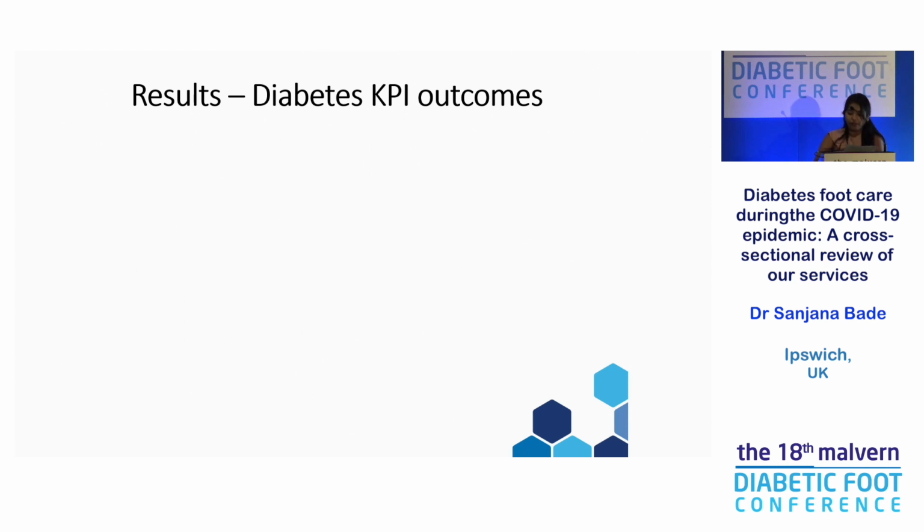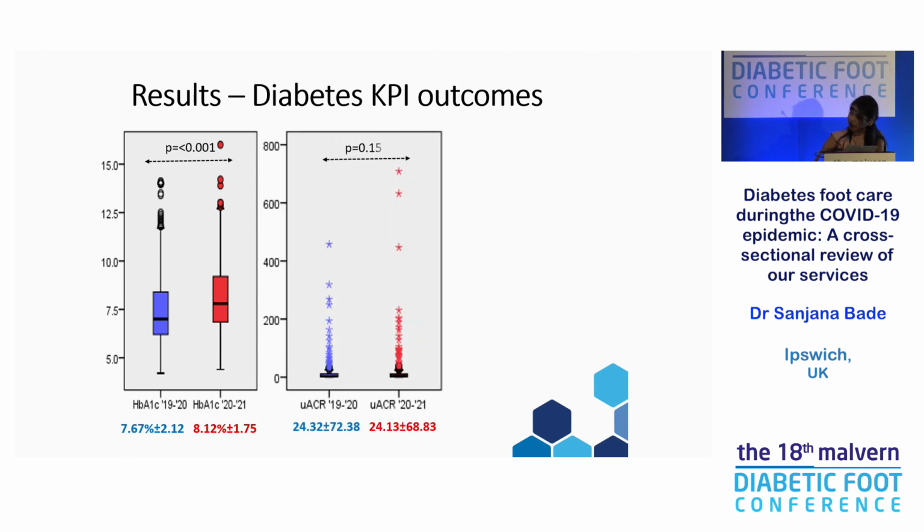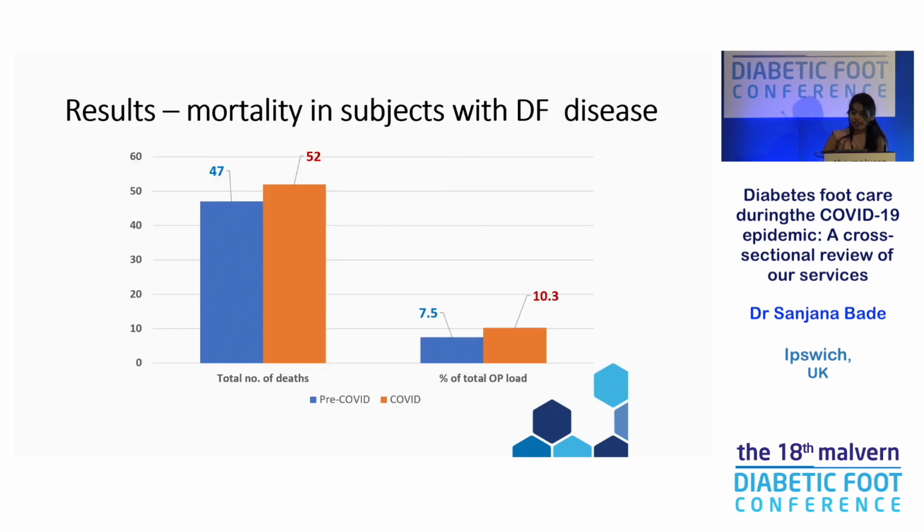We looked at 3 particular key performance indices, the first one being HbA1c. Although it went up significantly, it was still within acceptable limits. There was no change in UACR and cholesterol data. I would love to show you more, but because of the time constraints, I will limit this to these outcomes. Now, looking at mortality, this data reflects patients with coexisting diabetic foot disease, but not necessarily due to diabetic foot disease.